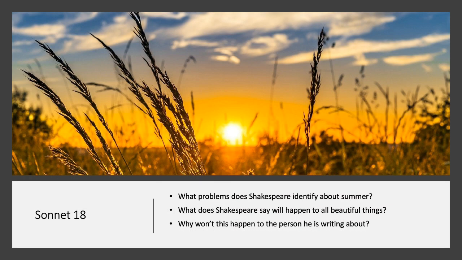We're going to answer the following questions. In your books on paper, you can write your answers and then share them with your teacher. So the first question we're going to answer is, what problems does Shakespeare identify about summer? Second question is, what does Shakespeare say will happen to all beautiful things? And the third question is, why won't this happen to the person he's writing about?